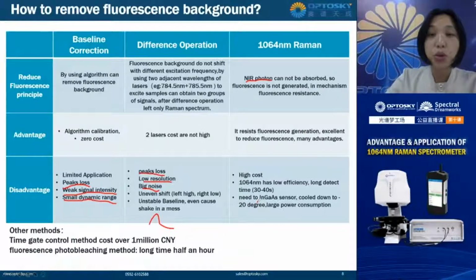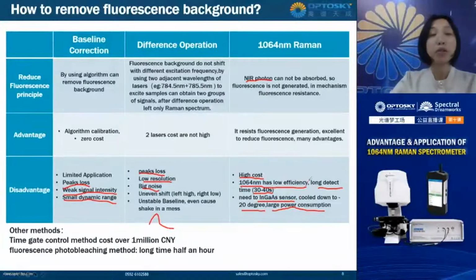However, it has to use InGaAs sensors. It needs to cool down to -20 degrees, so the cost is very high. And also, it causes the problem of larger power consumption. And the 1064 has low frequencies, and the detection time is longer. It needs 30 to 40 seconds, compared to 785.